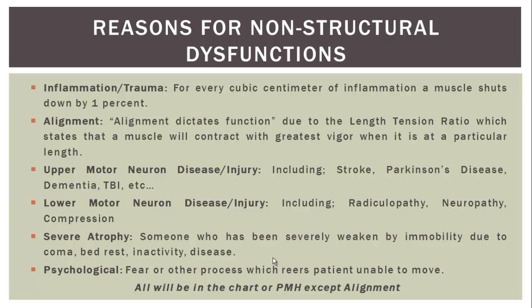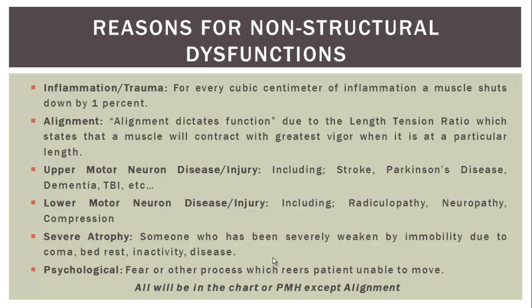And again, this is due to the length-tension ratio that states that a muscle will contract with greatest vigor when it's at a particular length. So alterations in the skeleton, things like bunions or deforming arthritis or forward head rounded shoulder posture, will alter the ability of the muscles that are affected at those particular anatomical structures or bones of the skeleton. They will not be working as efficiently as they would when there is a normal, functional alignment within the system.